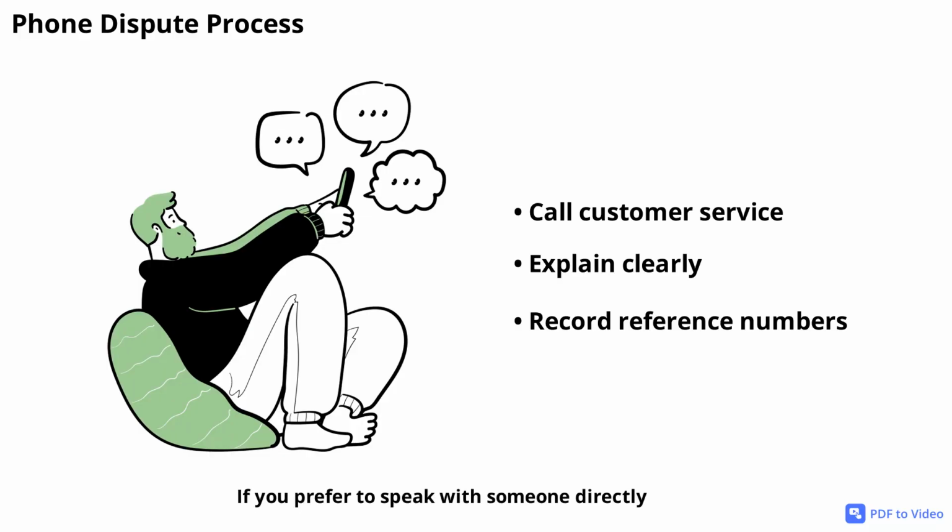If you prefer to speak with someone directly, call the customer service number on the back of your credit card. Explain the situation clearly and provide all relevant details. The representative may ask you to send supporting documents by email or fax. Make sure to write down the name of the person you speak with and any reference numbers they provide. This information will be useful if you need to follow up later.